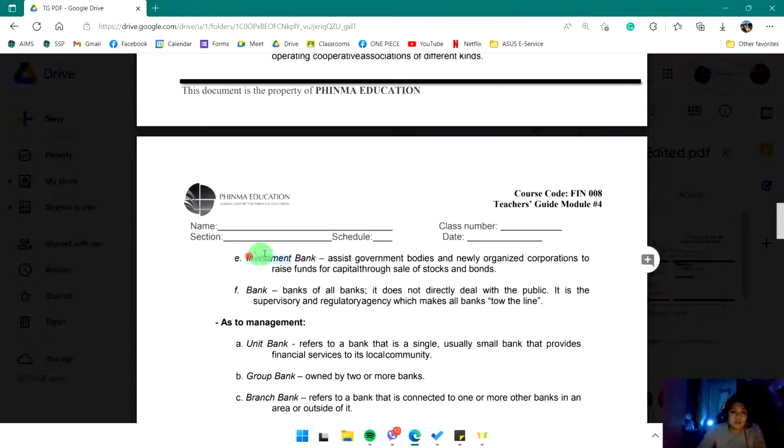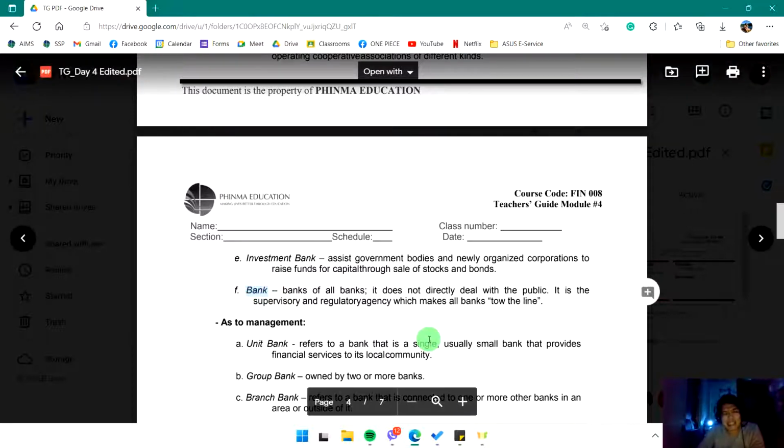Next, we have the investment banks. From the term itself, they are the ones who are responsible to give out investments, whether in the form of stocks and bonds. And then lastly here, I'm not sure what this really is.